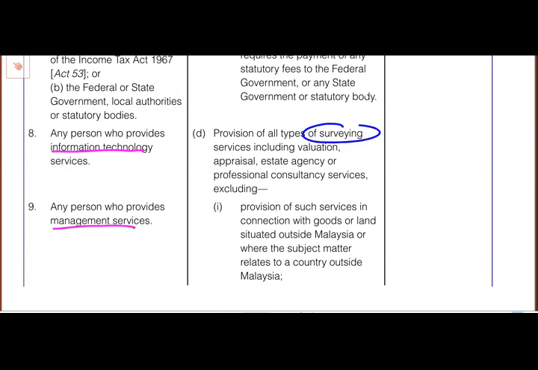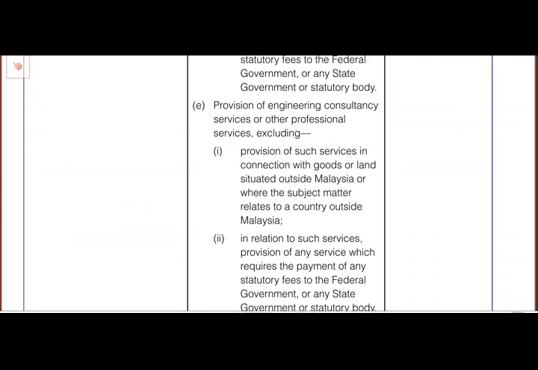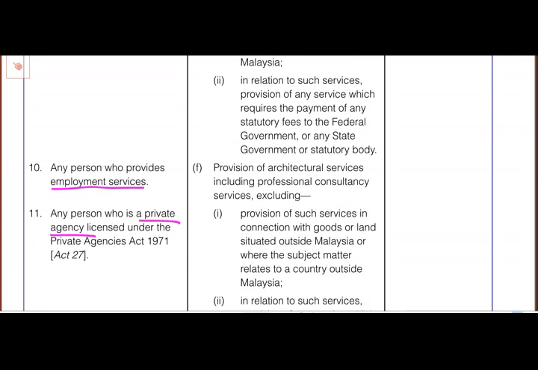Now, all sorts of surveying service, okay, or the valuation service. Now, engineering service is just tying back with who you are. Because if you're a professional engineer, then you offer engineering service. Then you come down, they talk about architectural service.